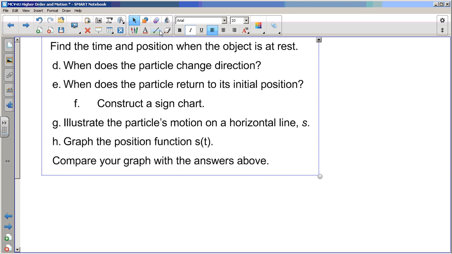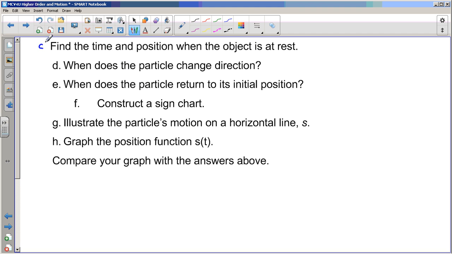This is C. Find the time and position when the object is at rest. The object is at rest. What does that mean, the object is at rest? This is V at t equals 0. Stopped, at rest. Okay, so that means I want to find the time and the position when this is true.